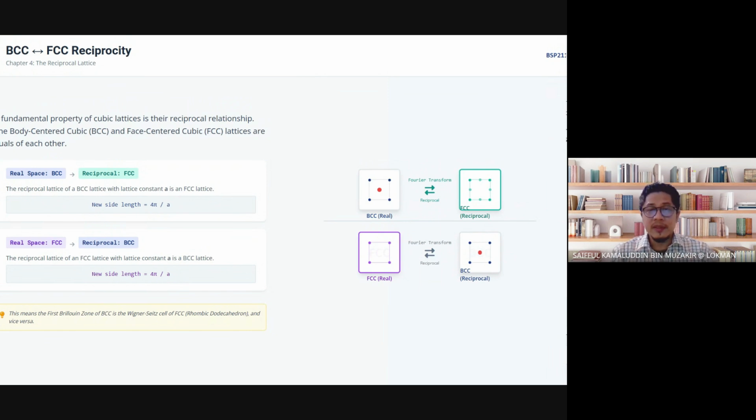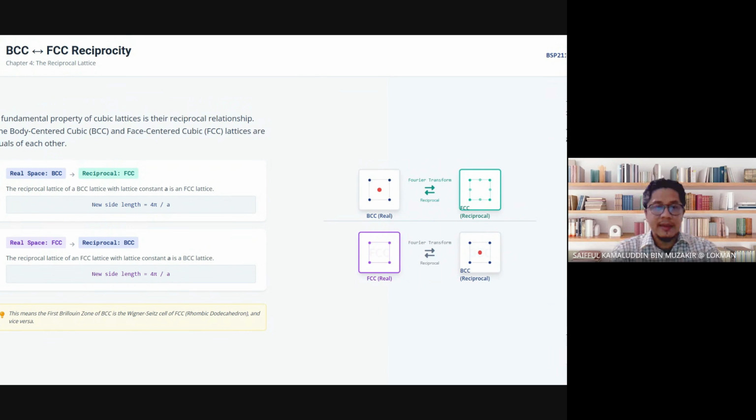The BCC and FCC will interchange to each other. So this is a very important result in solid state physics, because it shows us that reciprocal lattice is not just a copy of real space, it reorganizes the symmetry information in a different but systematic way. So please remember the pairing of BCC and FCC. Real space BCC, reciprocal space FCC. If the real space is FCC, the reciprocal space becomes BCC. Like that.